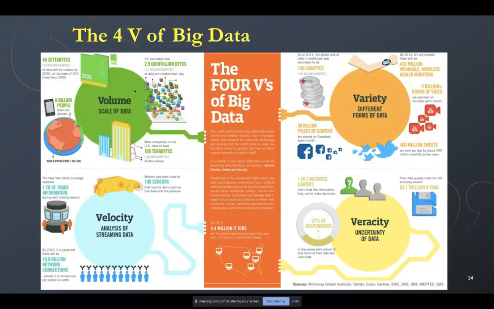So basically, big data is mainly characterized by what are called the 4 Vs, because big data is not just a lot of data. A lot of data is the volume part. But when we are talking about big data, we are also talking about variety, so different forms of data.